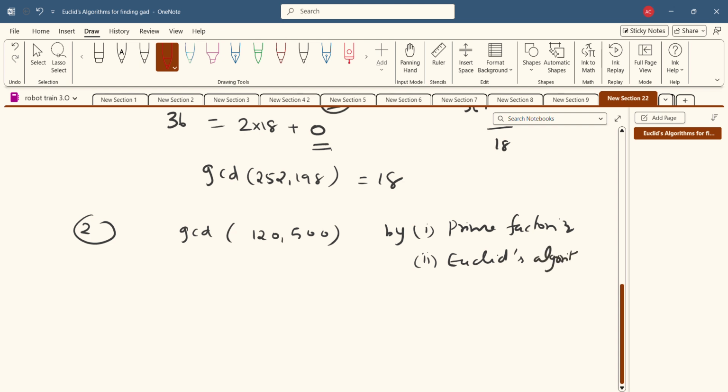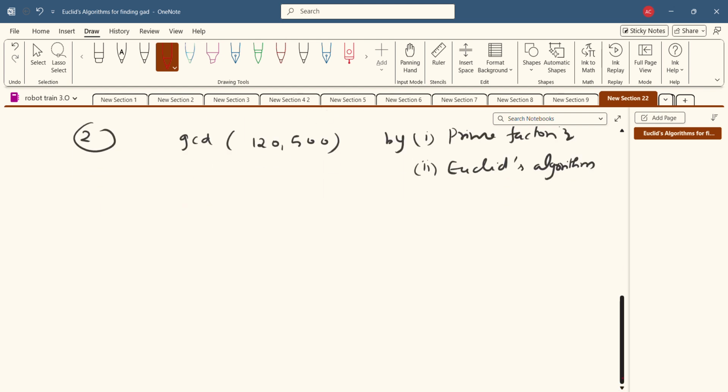Okay, we will discuss one by one. Prime factorization, you already know. How are we going to write the prime factorization? Every positive integer can be expressed uniquely as a product of prime factors, isn't it? So how are we going to write 120? 120 can be expressed as a product of prime numbers.